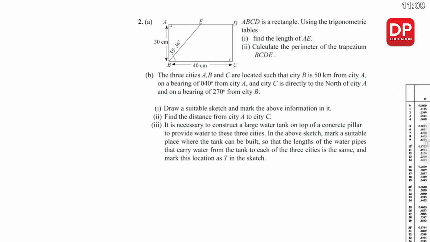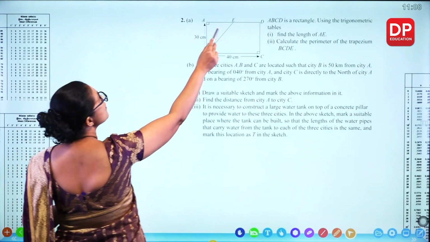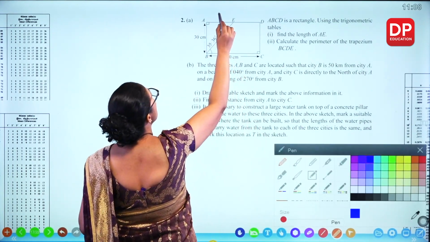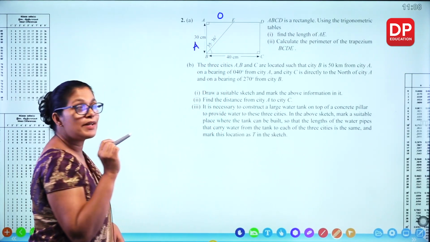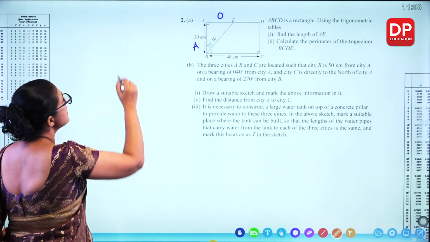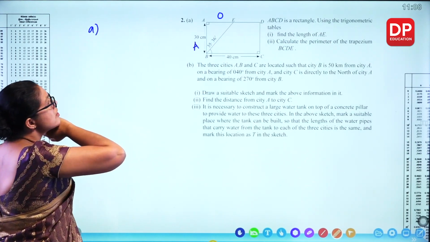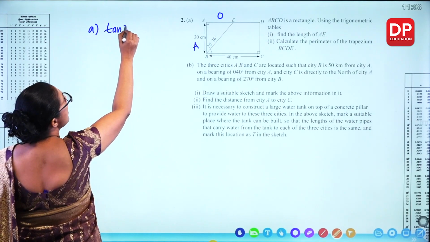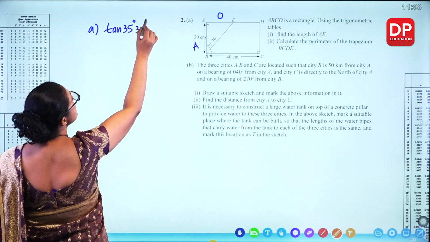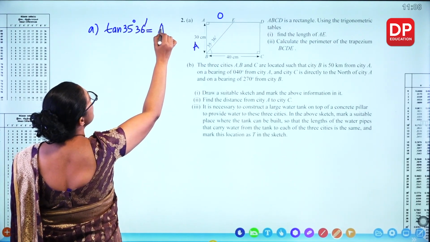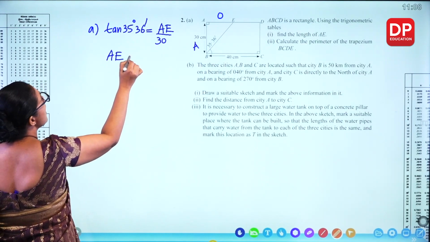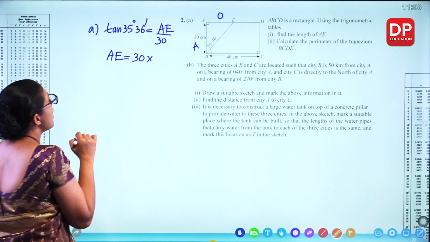Question number 2. ABCD is a rectangle. Using the trigonometric tables, find the length of AE. You are asked to find AE. We know that to this angle, this is opposite and this is adjacent. So what's the suitable ratio? Suitable ratio is tan. So TOA, TOA, TOA is tan. Tan of 35 degrees 36 minutes is equal to AE over 30. So what is AE? Multiply 30 by the tan 35, 36 value.